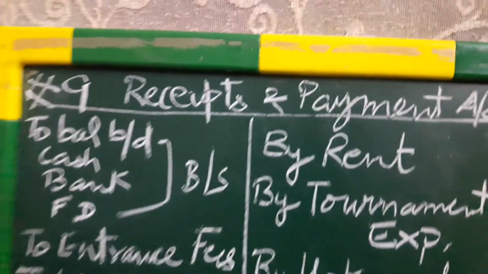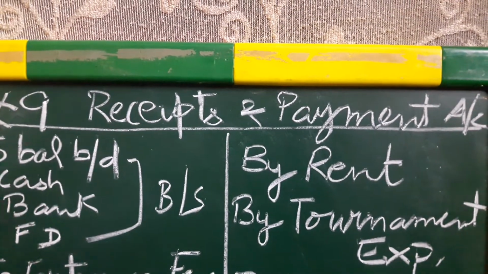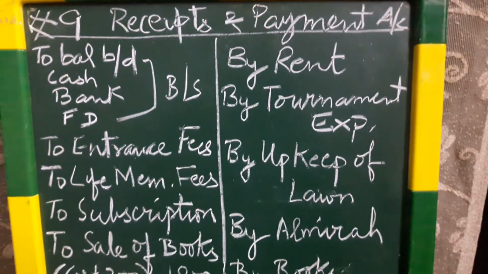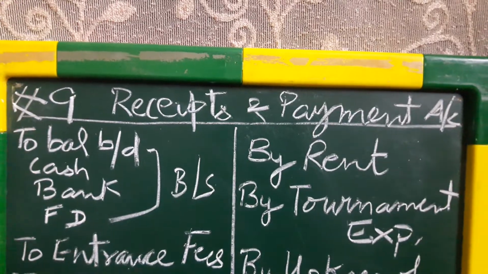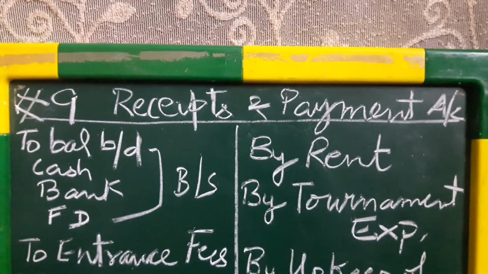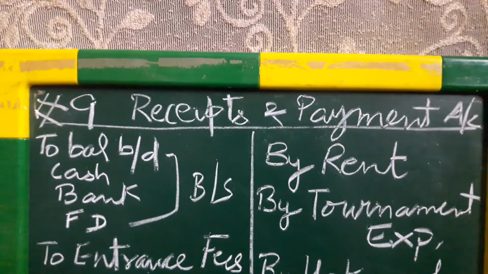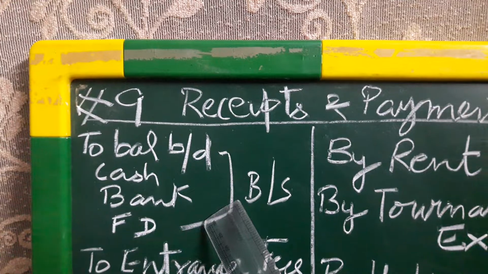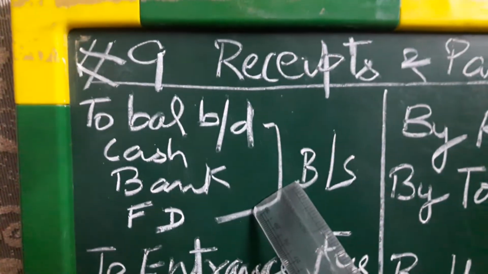Now, this is a receipt and payment account. What is a receipt and payment account? It is a T-shaped account just like cash book, but it is a summary of all cash transactions of the year. Remember, receipt and payment is a summary of the entire year. So, it begins with the first thing, opening balance. Opening balance of what? Opening balance of cash.